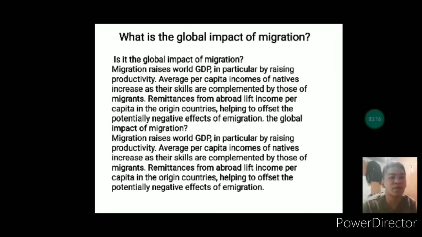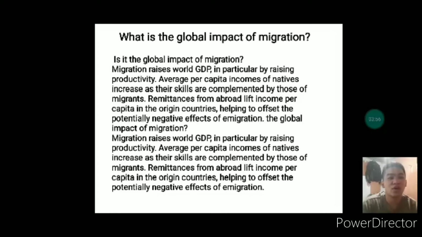So what is the global impact of migration? Migration raises the world GDP in particular by raising productivity and average capital per capita income. Natives increase their skills and complement those of migrants. Remittances from abroad lift income per capita in the origin countries, helping to offset the potentially negative effect of emigration.